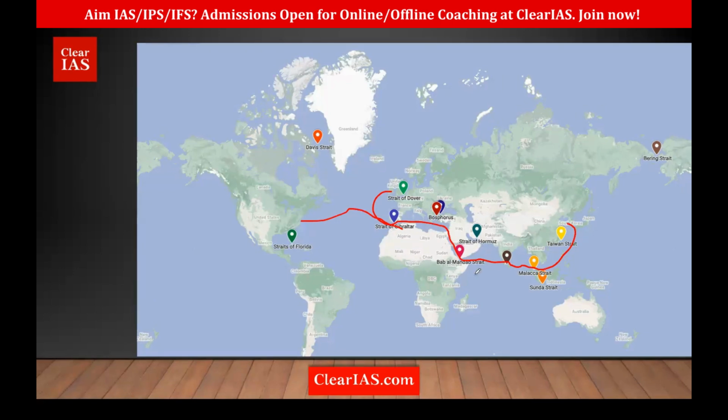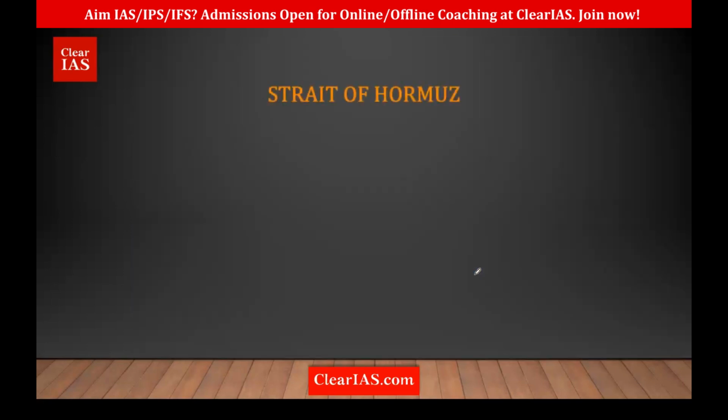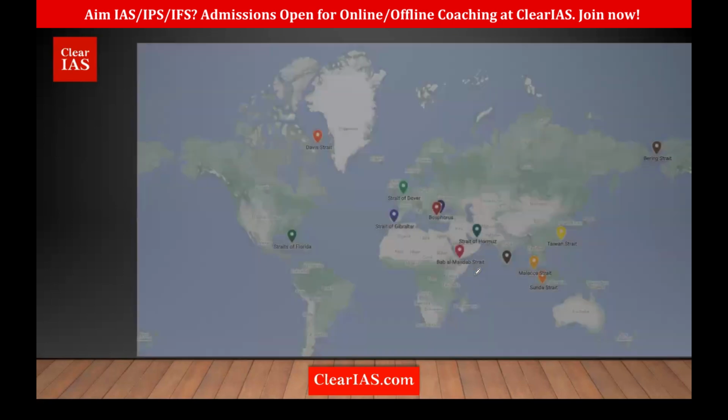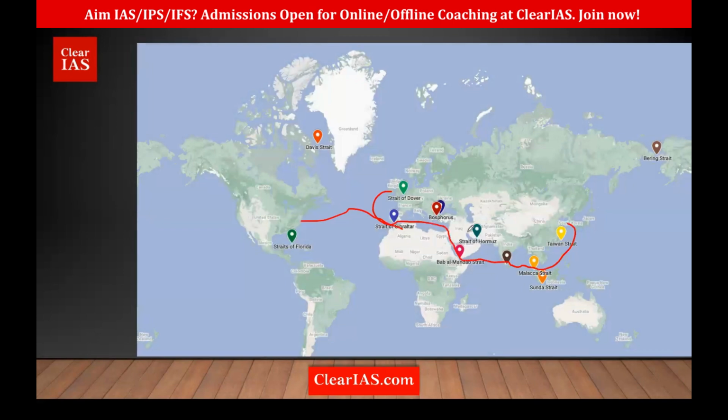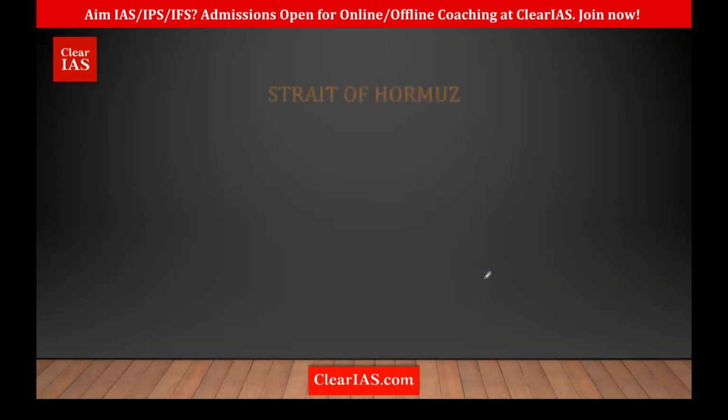Clear? Now, the Strait of Hormuz is also important. Why? Because this region is rich in oil, right? This Persian Gulf region, the Arab countries, are very rich in oil, and through this the highest trade happens with regard to oil, especially to India. So from the Strait of Hormuz to India, we have the oil trade route.